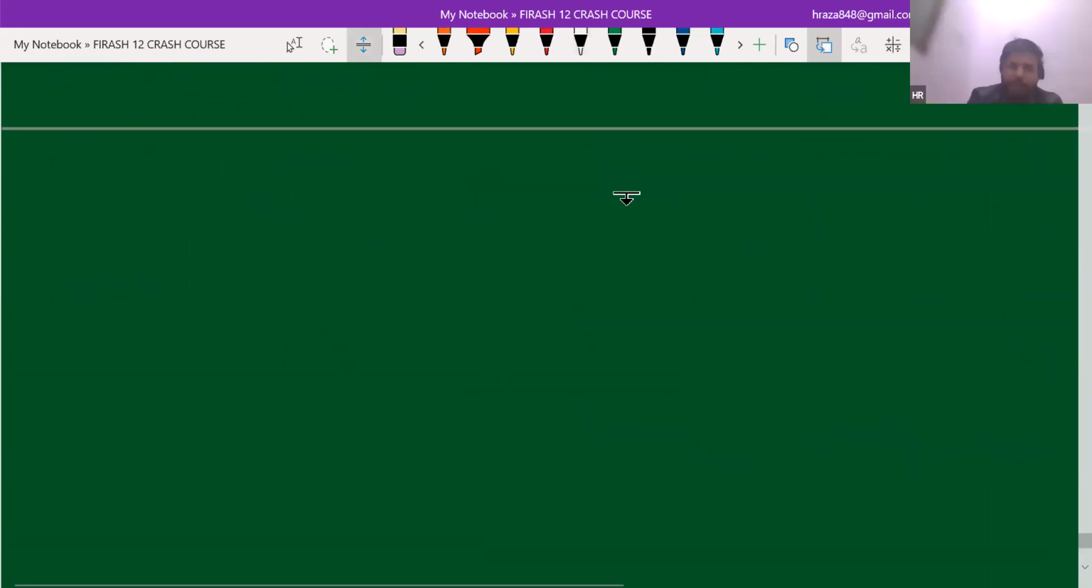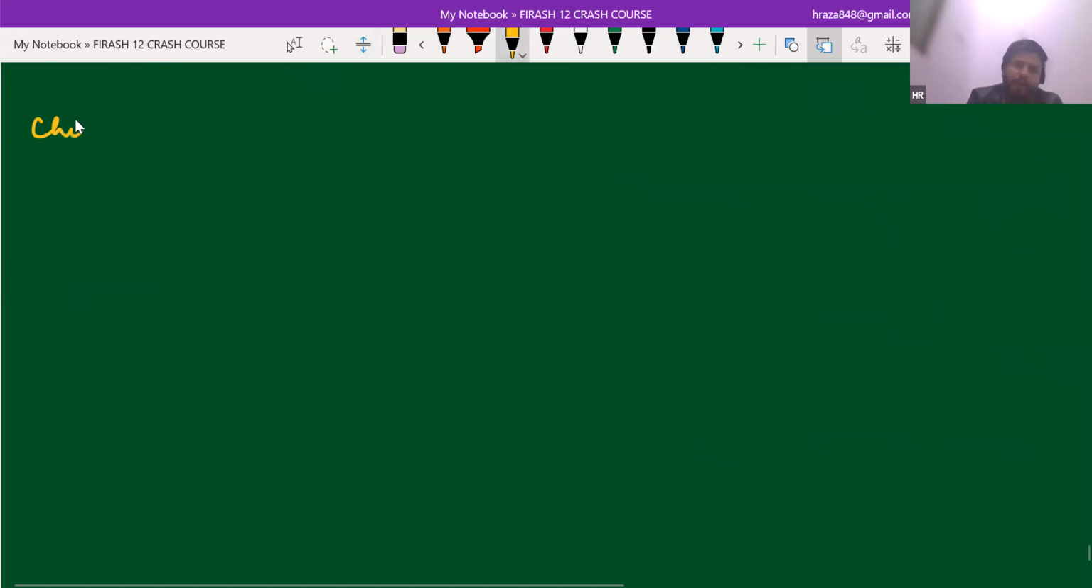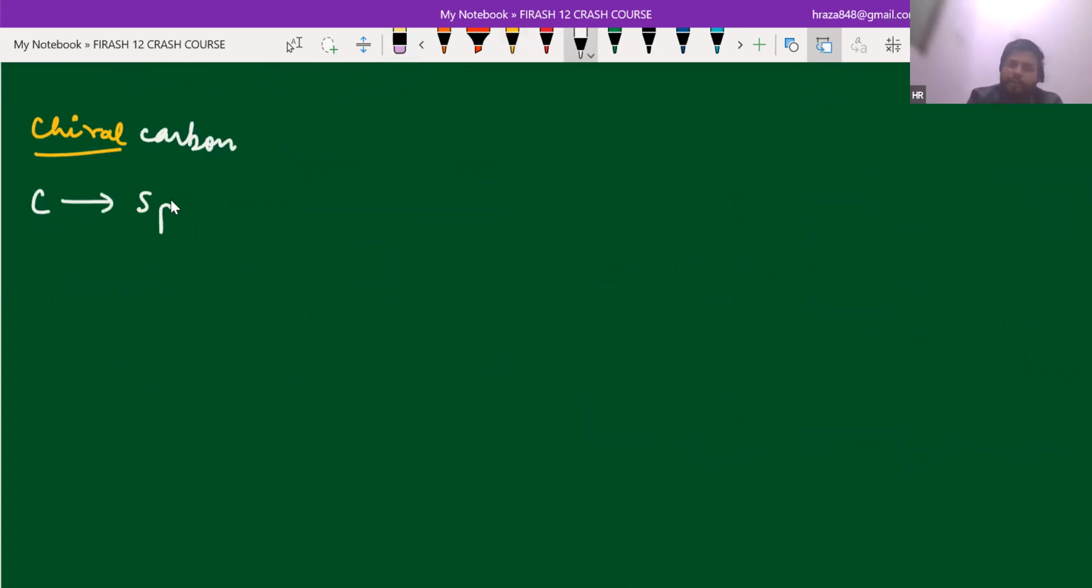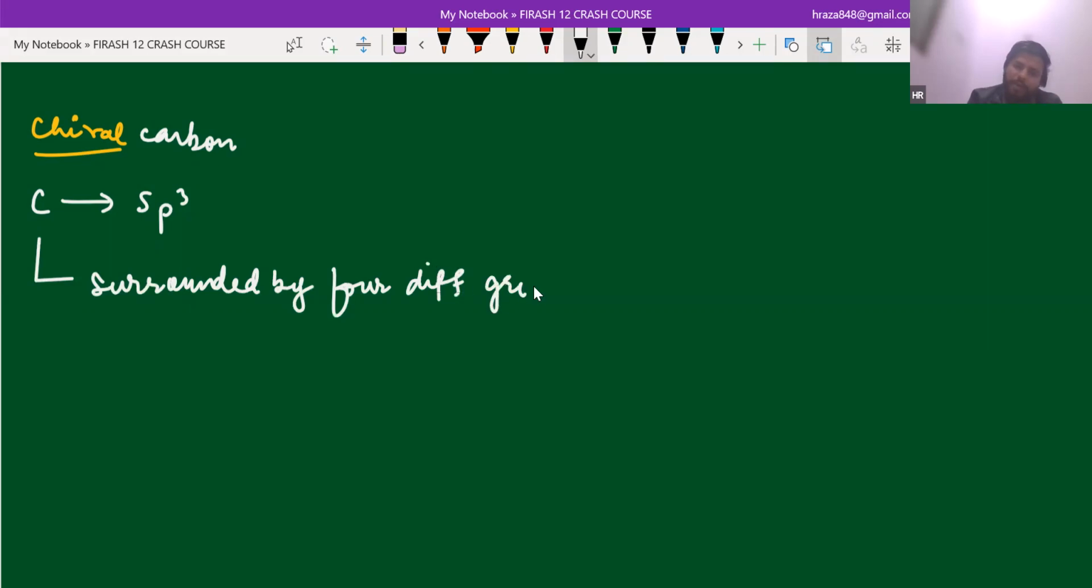Our chiral and achiral. For chiral, it's very important to know that we are going to talk about a chiral carbon or chiral compound. The first condition is that the carbon should be sp3 and should be surrounded by four different groups. If any one of them is violated, it is not a chiral carbon. Are you getting my point?